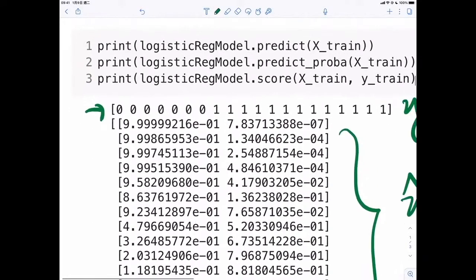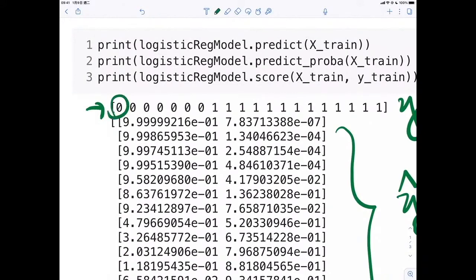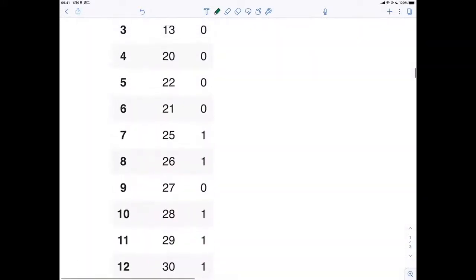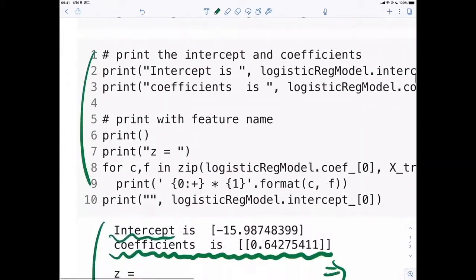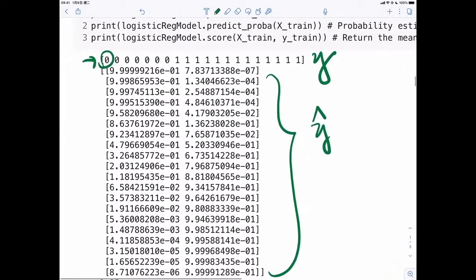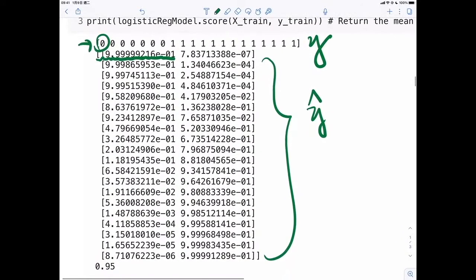That is the original y, and here is the y hat. So let's take a look at this one. The first scan, the actual value is 0, meaning it loses, because it only gets 3 points. So how about our model? Our model outputs this value. It is a very small value. This is scientific notation.